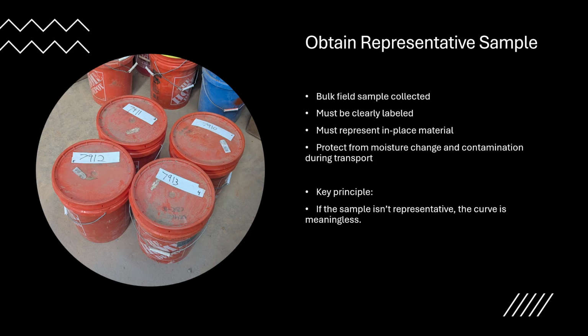Obtaining a representative sample. This process begins with obtaining a representative bulk sample. The sample must represent the in-place material. It must be clearly labeled and protected from contamination and moisture change. If the sample isn't representative, the curve is meaningless.